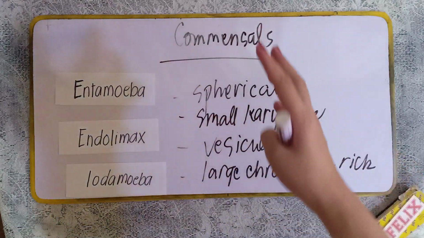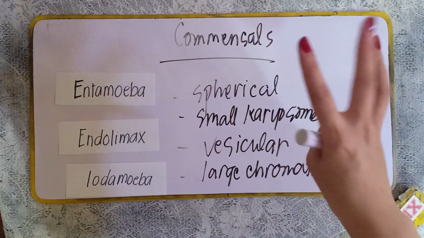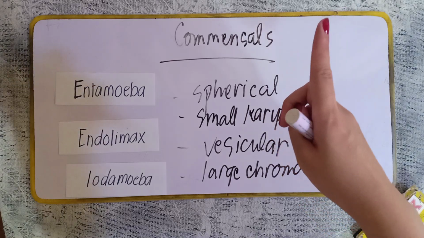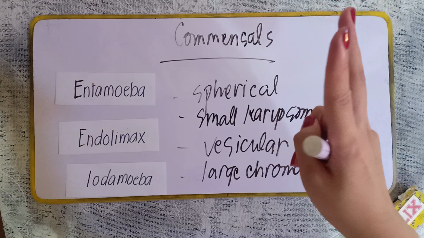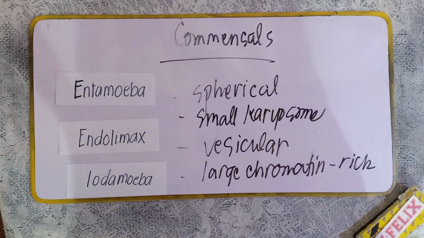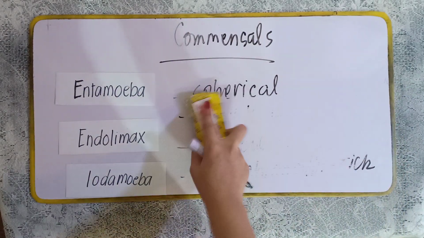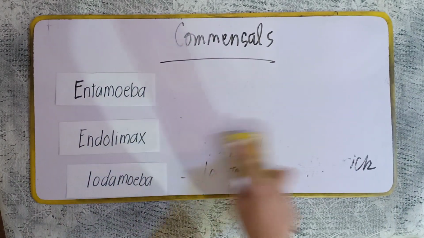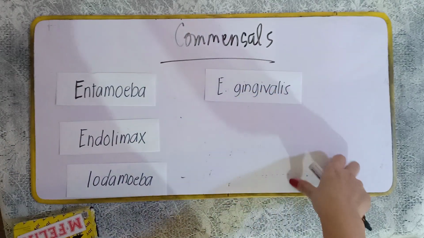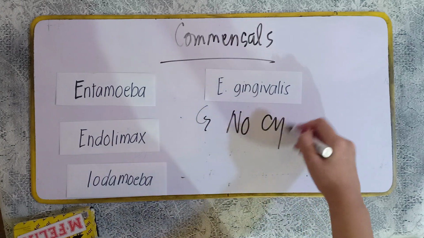Okay, now all of these species, Entamoeba, Endolimax, and Iodamoeba, they have four developmental stages. Number one, they have a trophozoite stage. Meron din silang pre-cystic stage. They have a cyst stage and a metacyst stage. Okay, with the exception now to Entamoeba gingivalis, which has no cyst stage. Okay, huwag niyong kakalimutan, wala silang cyst stage.